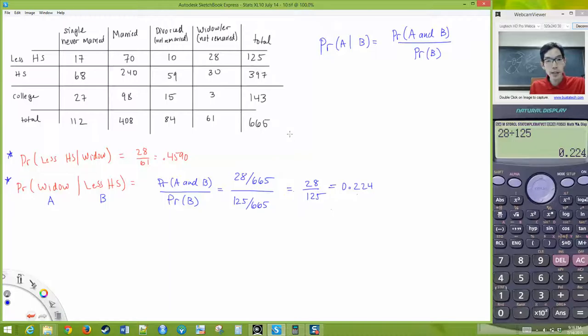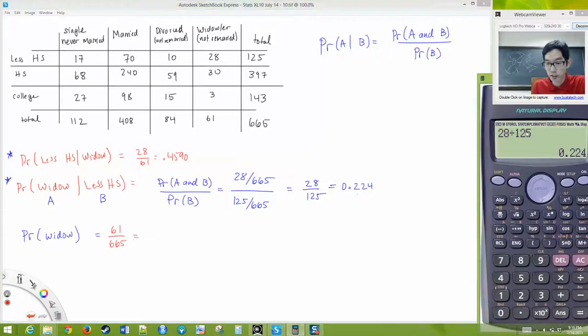We have the notion of independent events. Let me just ask you this question: what is the probability that a person I pick at random is a widow, widower, not remarried? What would the fraction be here? I would do 61 divided by 665. Right, exactly. Good.